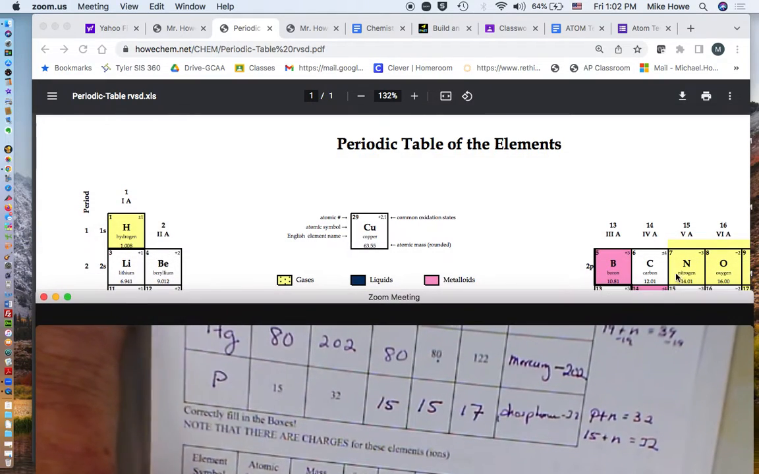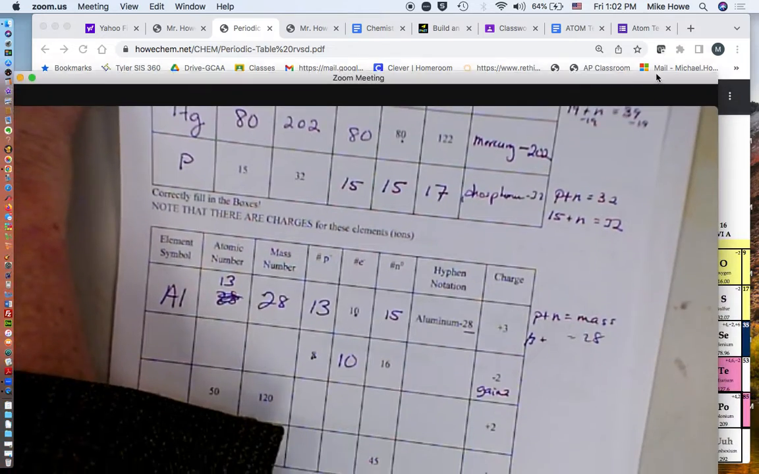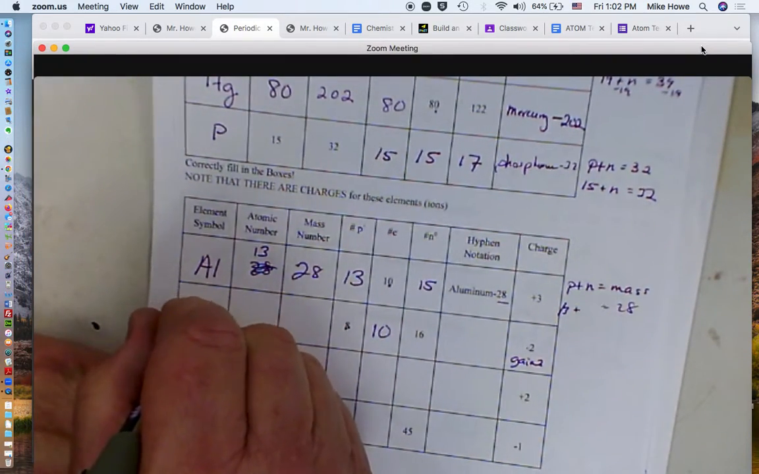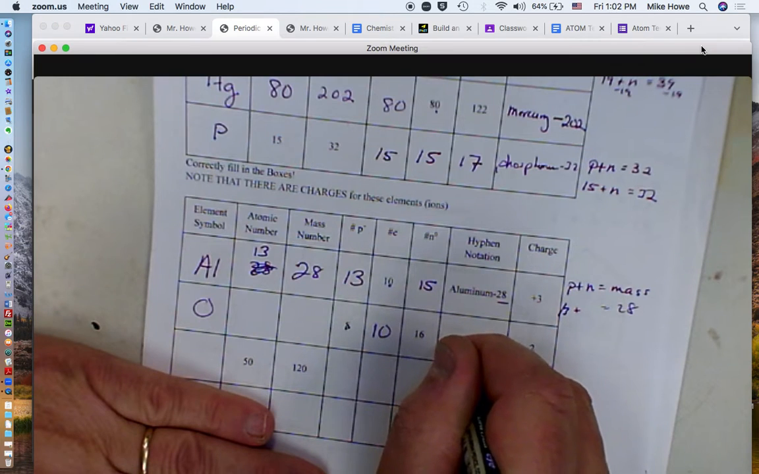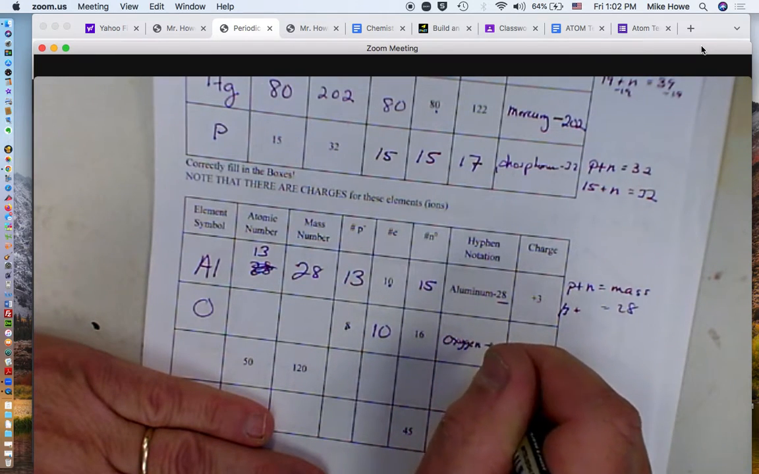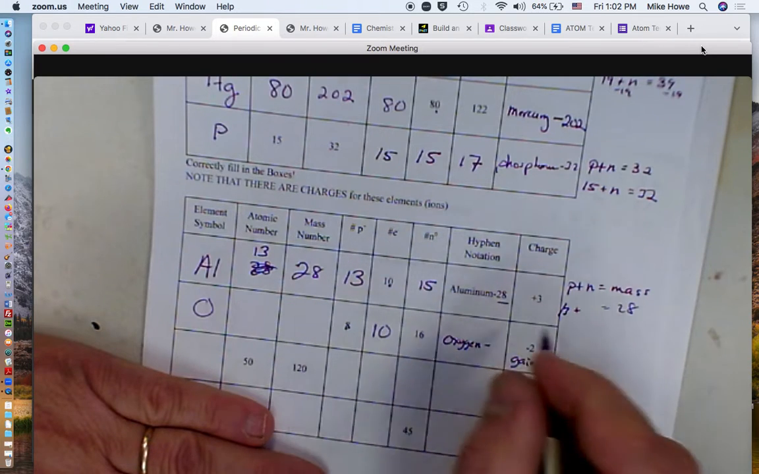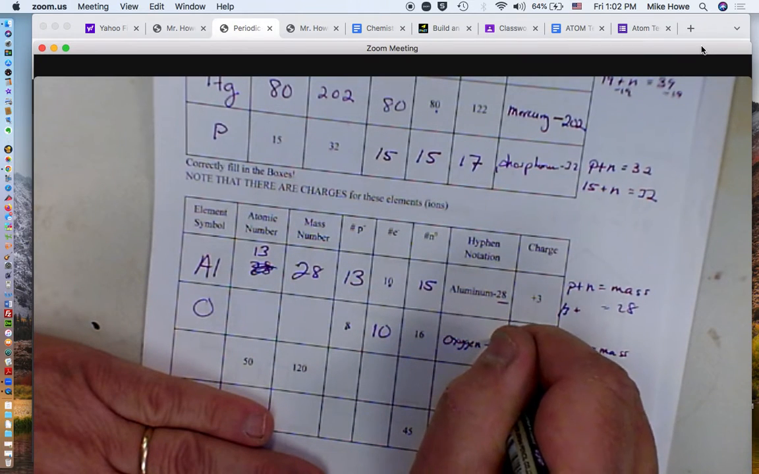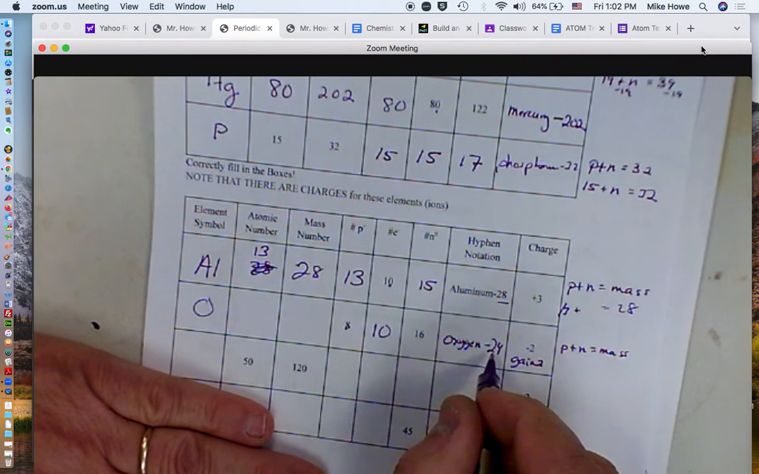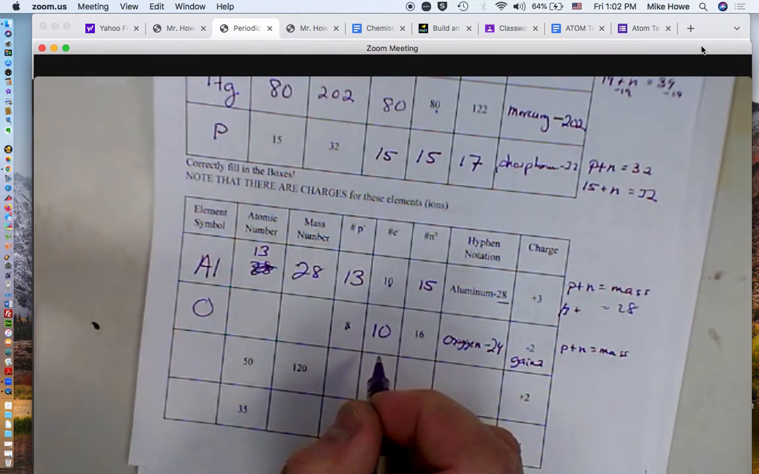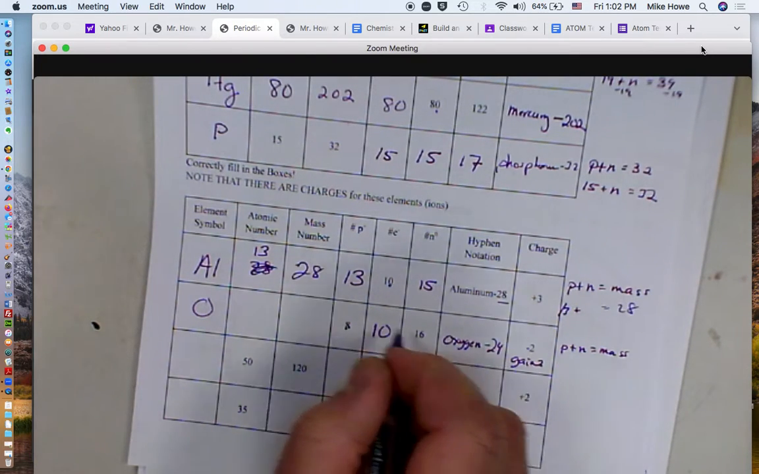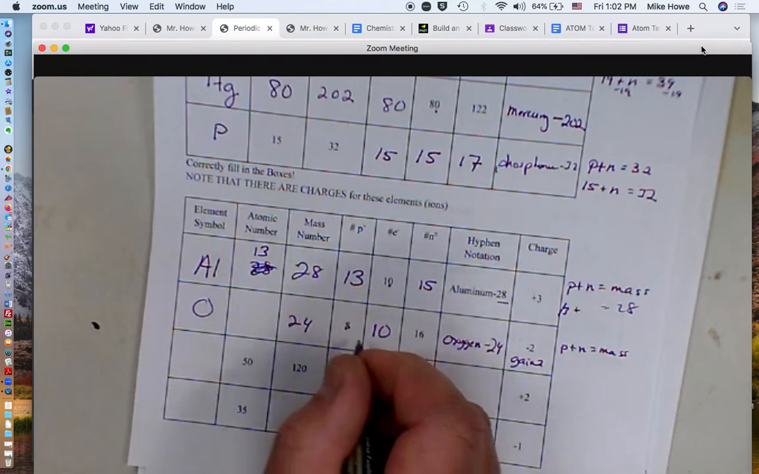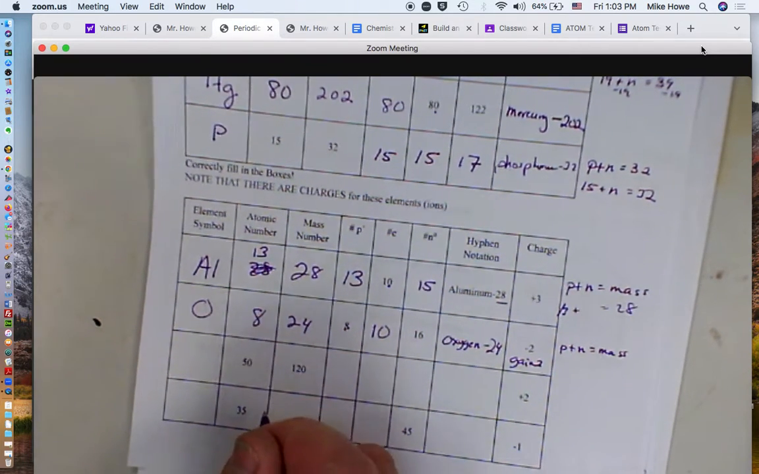You can see that right here. Oxygen's 8. So we'd put an O in for the symbol. For the hyphen notation, we'd write oxygen. And then we have to find the mass by adding the protons plus the neutrons. And 8 plus 16 is 24. And that particular isotope of oxygen really doesn't exist, but it gives you practice in figuring out what it is. So I put it on there even though it's fictitious. All right, the mass number, 24. We already just said that. And the atomic number for oxygen is the same as the number of protons, that's 8.